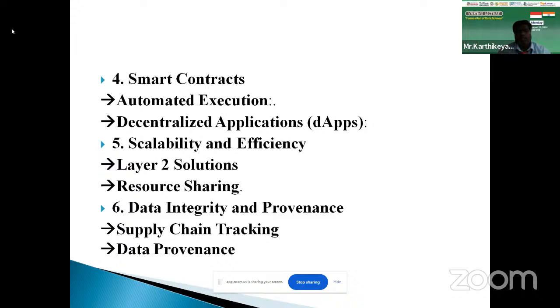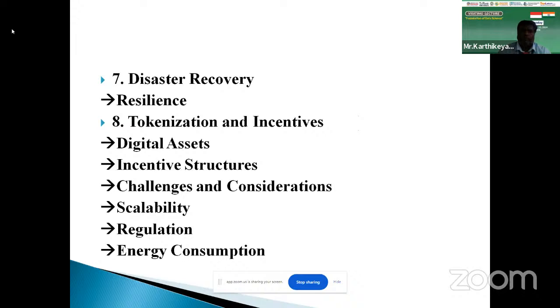And next one, data integrity and provenance. So it has the following: supply chain tracking and data provenance. Supply chain tracking can be used to track and verify the provenance of goods in the supply chain, ensuring that each step of the process is recorded and verified. The next one, disaster recovery. It has resilience. Because blockchain networks are decentralized, they are more resilient to failure or attacks. The distributed nature means that even if some nodes go offline, the network continues to function.